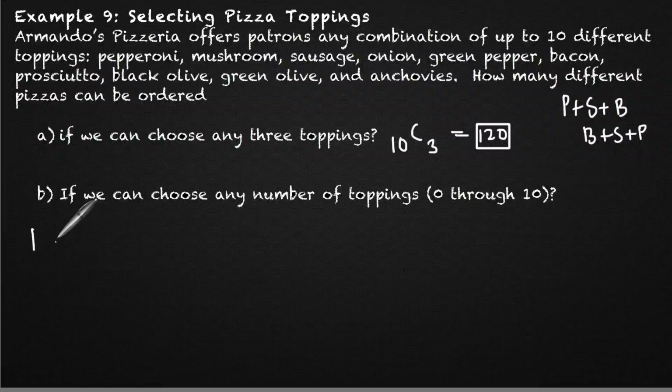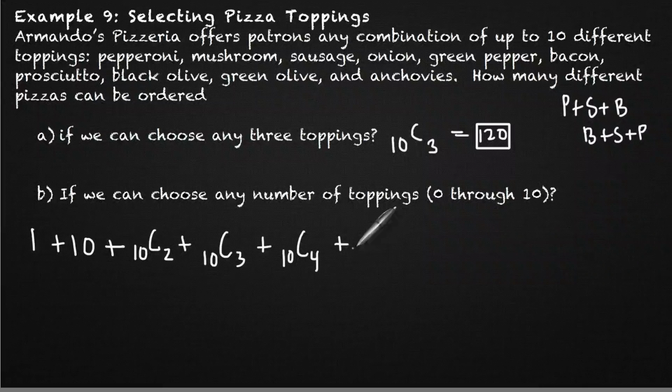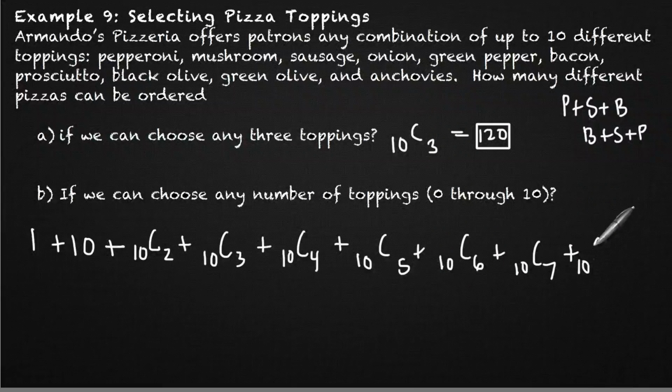Now, how many different pizzas could he make that have 1 topping on it? Well, that's going to be 10, right? A pepperoni pizza, a mushroom pizza, or a sausage pizza, so that's 10. Now the question is, how many different ways could Armando create a 2-topping pizza? So now we're asking, how many ways could a customer choose 2 toppings out of a possible 10? That's going to be 10C2, and then 10C3, and then 10C4, and then how many ways could they choose 5 out of 10? And then how many ways could they choose 6, and 7, and 8, and 9, and 10.